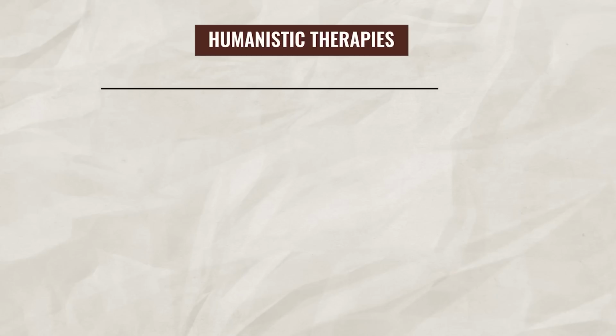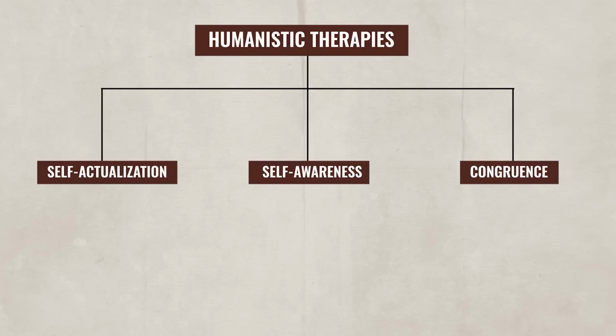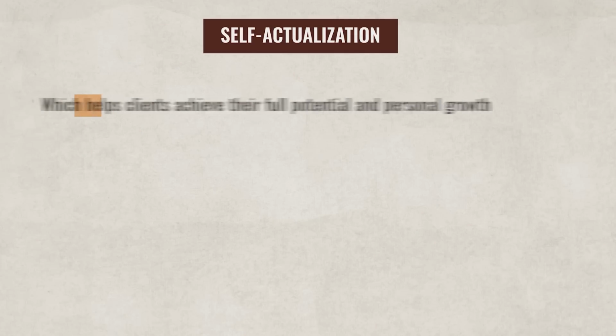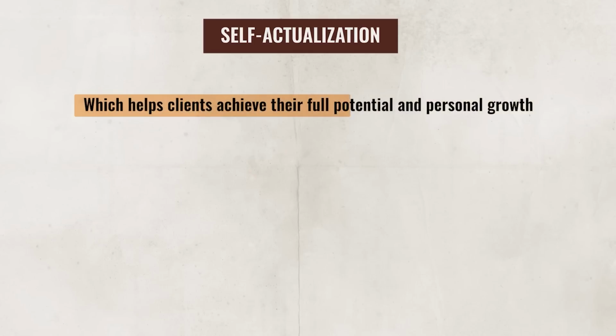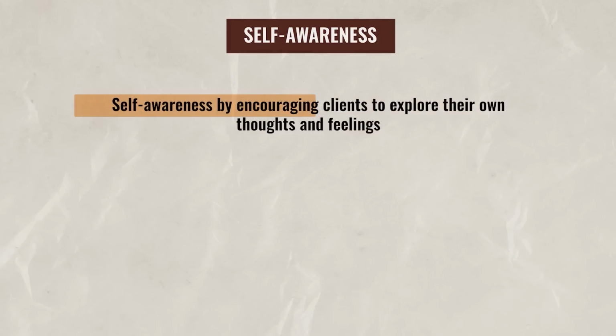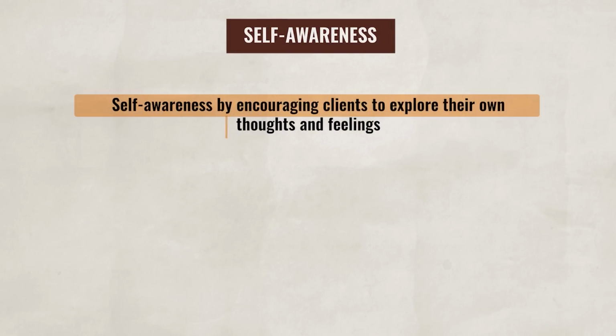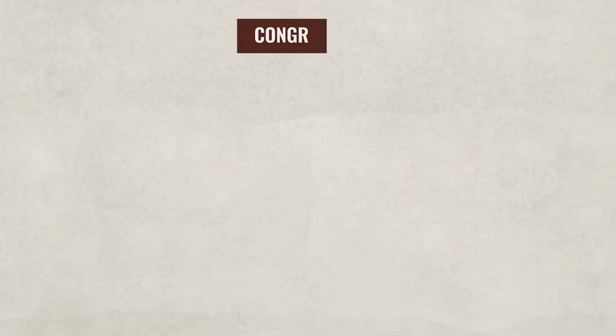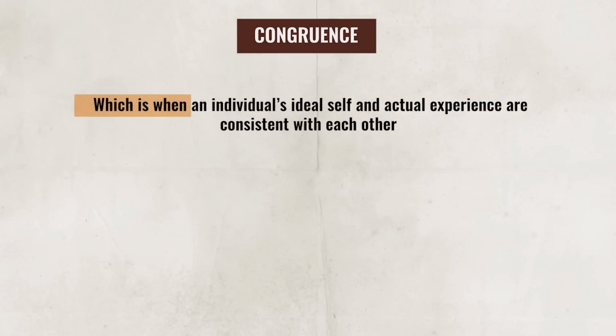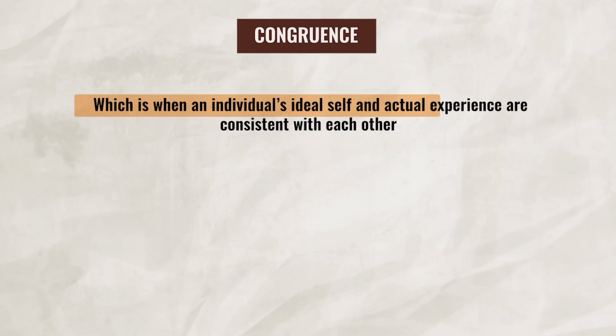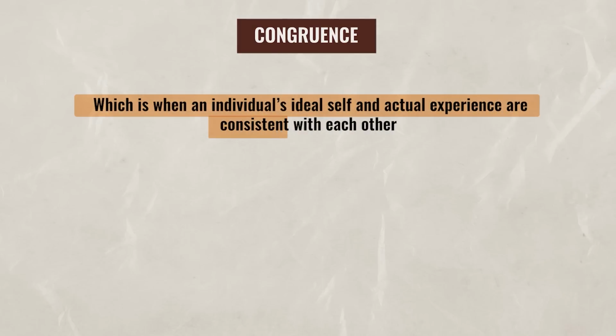Generally, humanistic therapy seeks to achieve three goals. The first being self-actualization, which helps clients achieve their full potential and personal growth. The second being self-awareness, by encouraging clients to explore their own thoughts and feelings. And the third being congruence, which is when an individual's ideal self and actual experiences are consistent with each other. This goal seeks to reduce the gap between a client's real self and their ideal self.